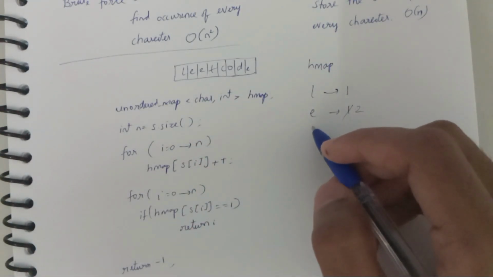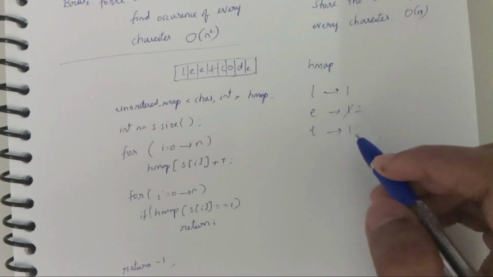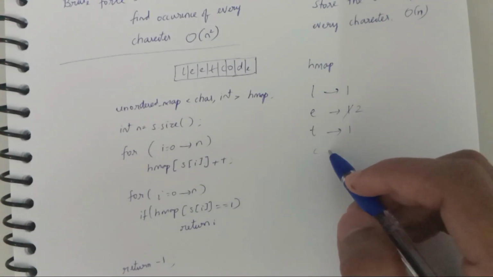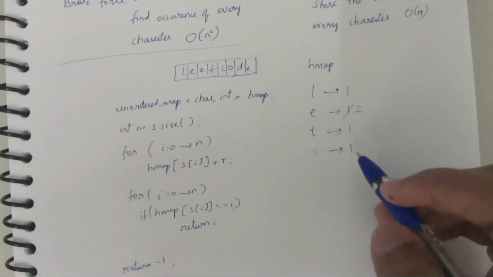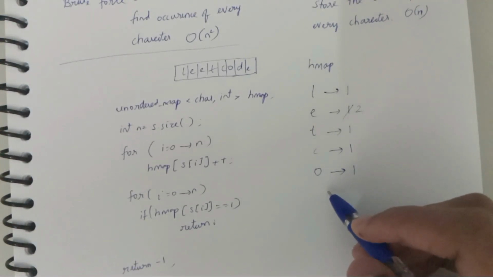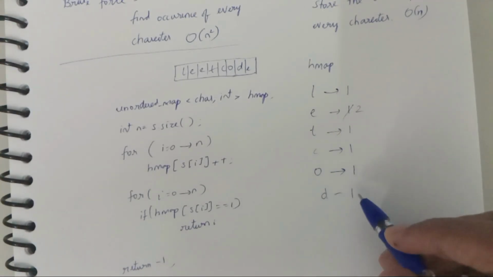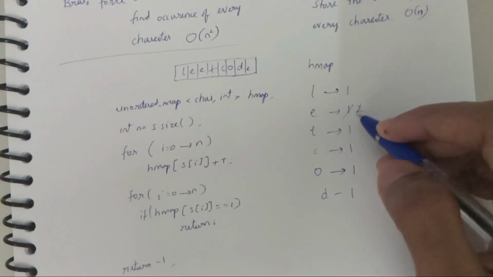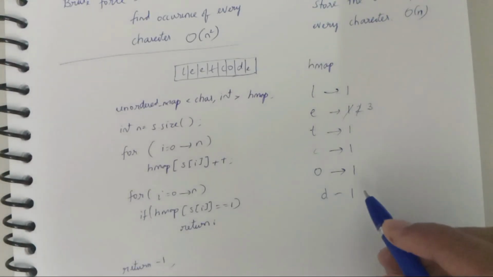Now T is not present, so T will be 1. C is not present, so C will be 1. O is also not present. D is not present, and E again, so this will be incremented to 3.